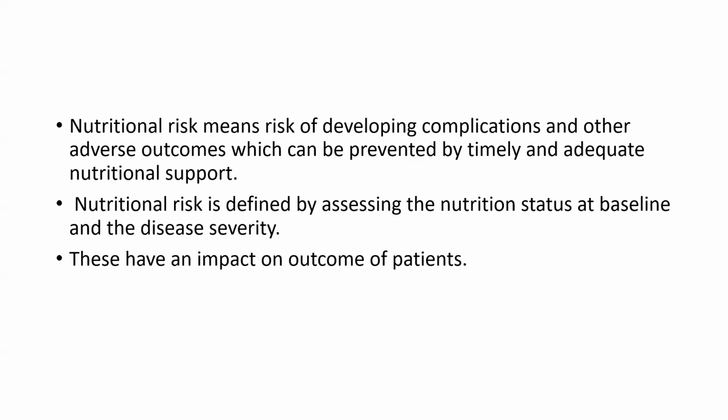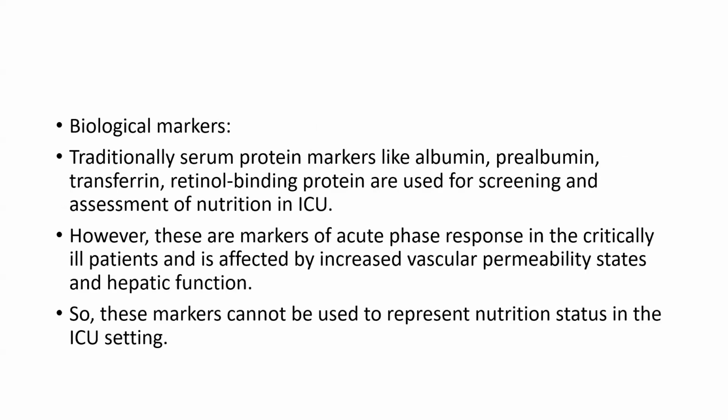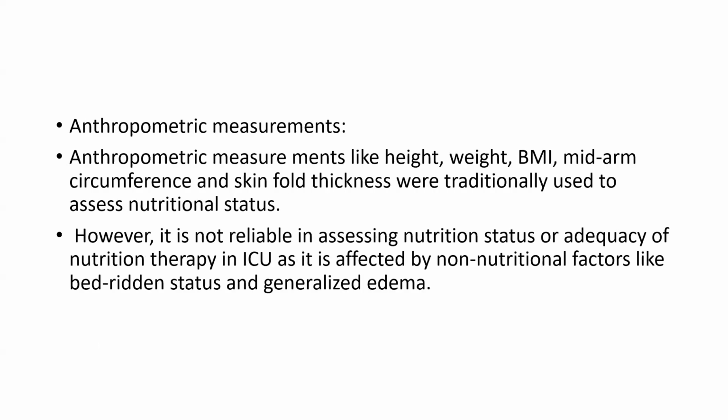They have an impact on outcome of the patient. Now, biological markers. Traditionally, serum protein markers like albumin, prealbumin, transferrin, retinol binding protein are used for screening and assessment of nutrition. However, these are markers of acute phase response in the critically ill patient and are affected by increased vascular permeability status and hepatic function. So these markers cannot be used to represent nutrition status in the ICU setting.